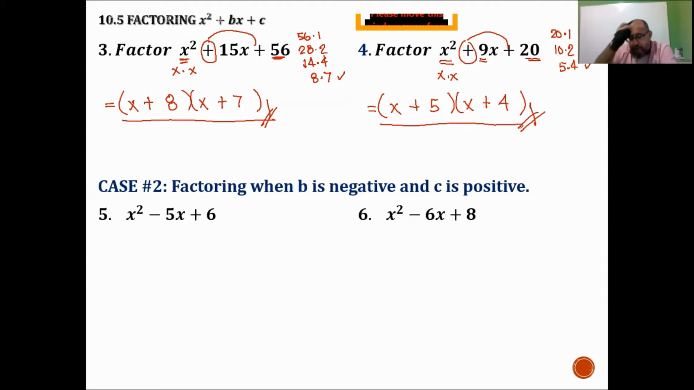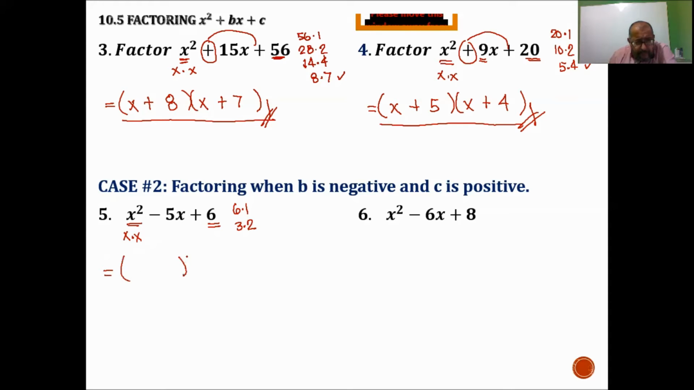Now, we're going to analyze case number 2. In case number 2, as you can see, the particular thing is that B is a negative value, and C is a positive value. Okay, but the process is always the same. Okay, we're going to break up the x squared into x and x. We're going to look for all the combinations for 6. 6 times 1, 3 times 2. And then we will start the process.